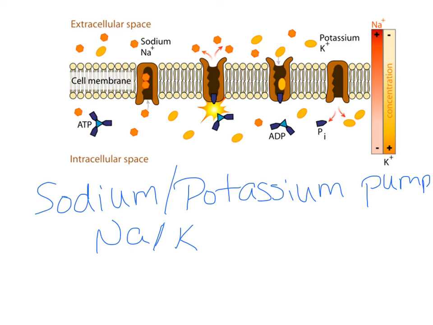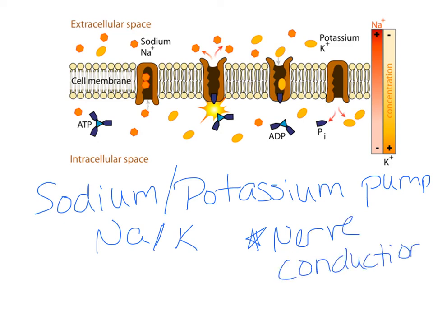This sodium potassium pump is really important in nerve conduction, so sending messages throughout your body, making sure your nerves work properly. Once the message has been transmitted, your nerves need to reset themselves. And so they will use this sodium potassium pump to reset themselves. If you look at your concentrations, you have a high concentration of sodium on the outside and a low concentration on the inside. And then you have a high concentration of potassium on the inside and a low on the outside.